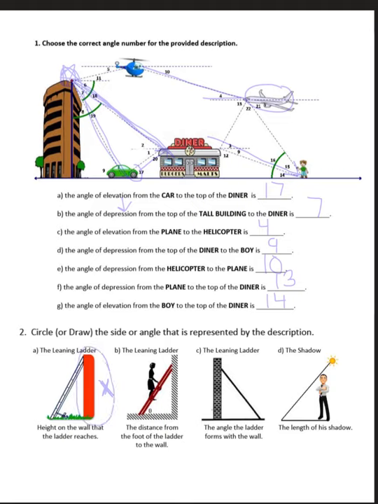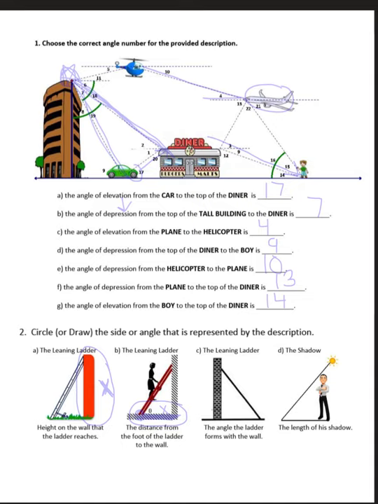Okay, so for B, the leaning ladder, the distance from the foot of the ladder to the wall. The foot of the ladder is the bottom of the ladder, to the wall. So they would be looking for this piece right here. My X would go here. That's what they're looking for. So anything to the foot of the ladder or the ground, that's always the bottom.